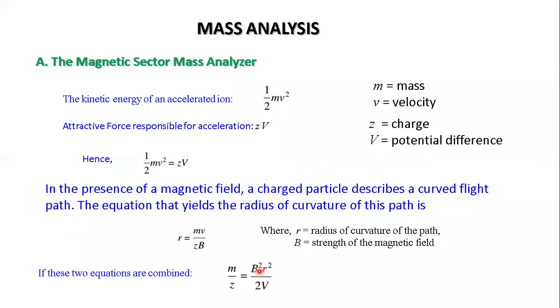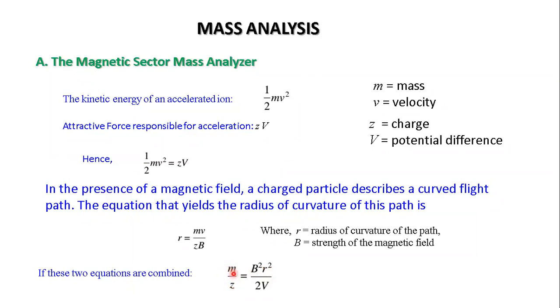What you find here, B, you are applying the strain, so you know the strain. V, you are applying the potential, so you know the potential. So these are the constant part. These are in your hand, so you know the value. What you don't know is the R, so how much the radius will be. That is depending upon M by Z.